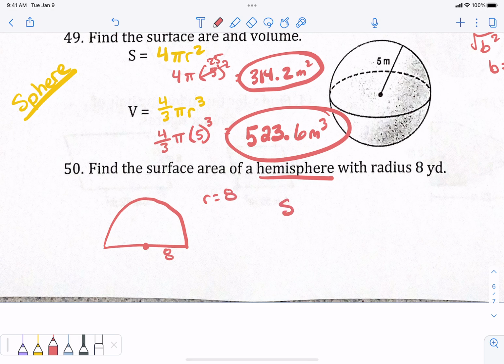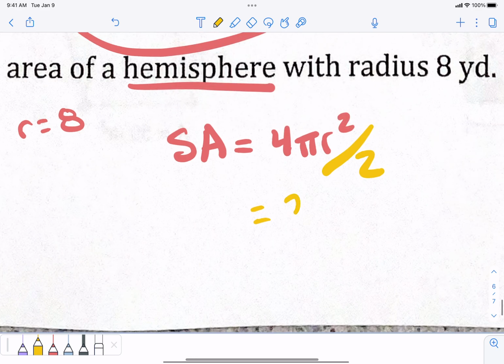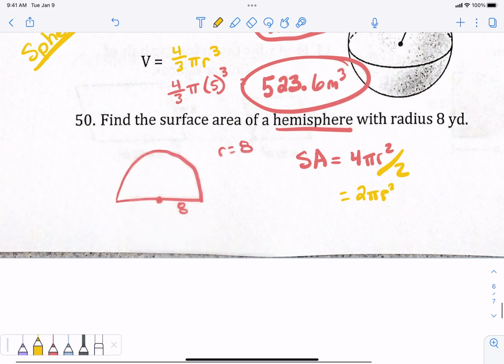Radius is 8. If surface area of a sphere is 4 pi r squared, except we're doing a hemisphere, which means we are dividing it by 2. What's 4 pi r squared divided by 2? It's 2 pi r squared, right? You're just reducing it. Except that's not the only thing you have to do. Because if I cut that sphere in half, now I have this bottom exposed as a surface. So I have to add that area to my surface area. Does that make sense?